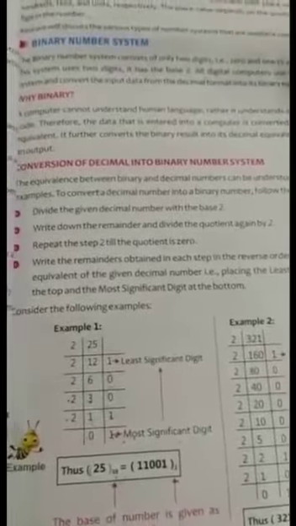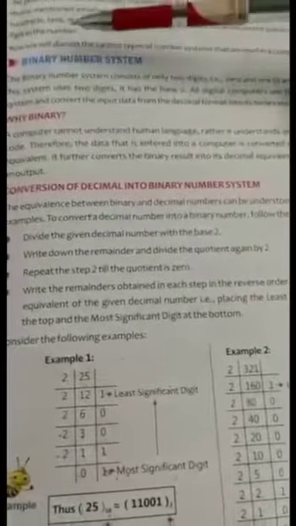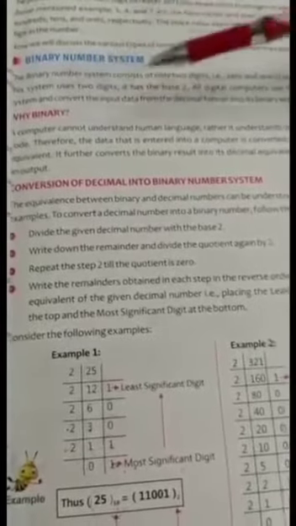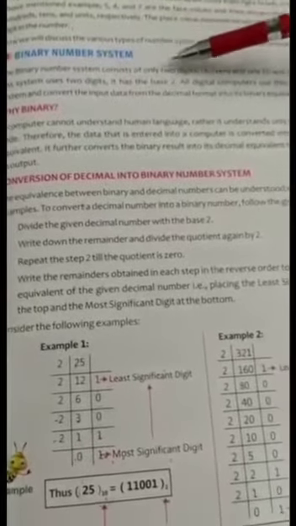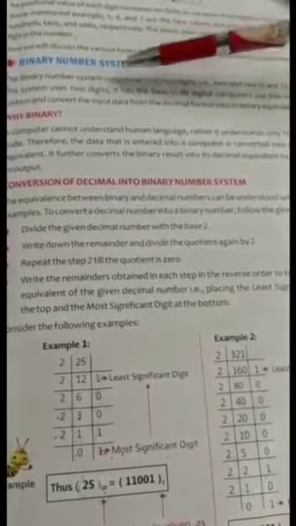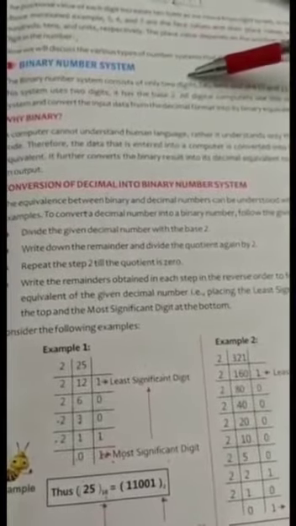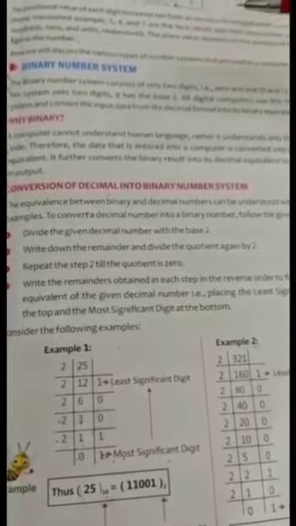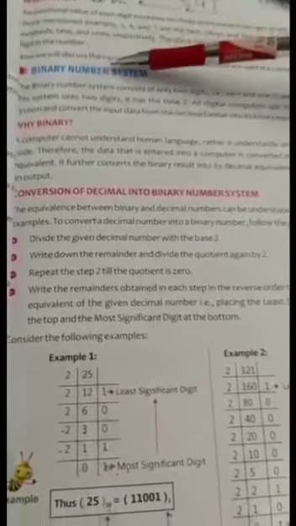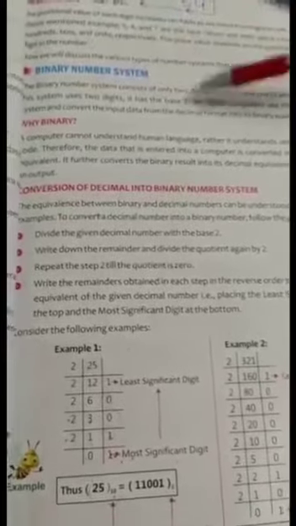Today we are going to start another topic, that is the binary number system. The binary number system consists of only two digits, that is 0 and 1. Binary means bi means 2. So the binary number system uses only two digits, and that is 0 and 1.